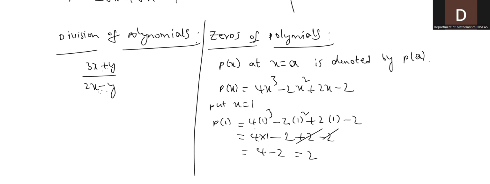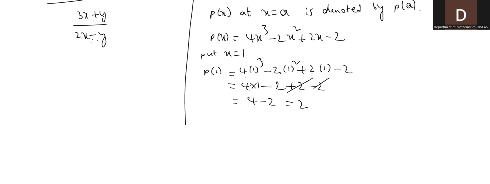Look carefully: here 2 is the value of the given polynomial p(x) at x = 1. Similarly, put x = 2. Substitute the x value 2 in the given polynomial equation. Whatever value is given, we have to find out the value: 1 gives 1, 2 gives 2, 3 gives 3, 4 gives 4.